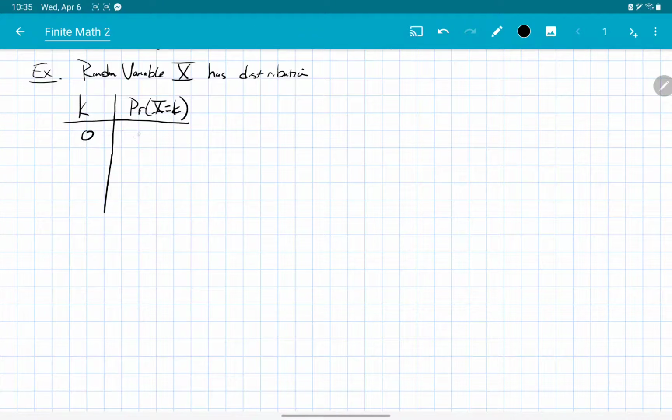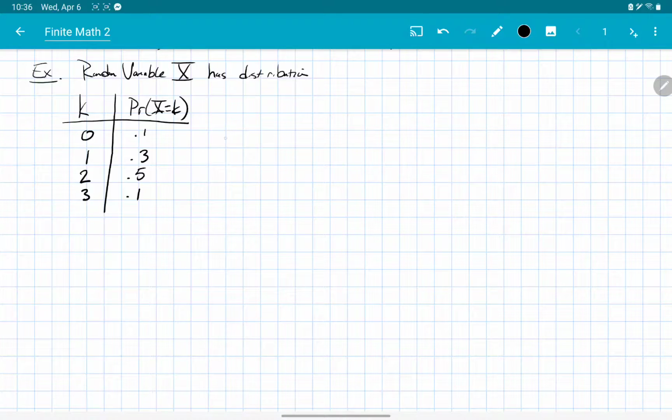So it could take value 0 with probability 0.1, value 1 with probability 0.3, value 2 with probability 0.5, and value 3 with the remaining probability 0.1. Okay, so 30% of the time this random variable is equal to 1, 50% of the time this random variable is equal to 2, so on and so forth.